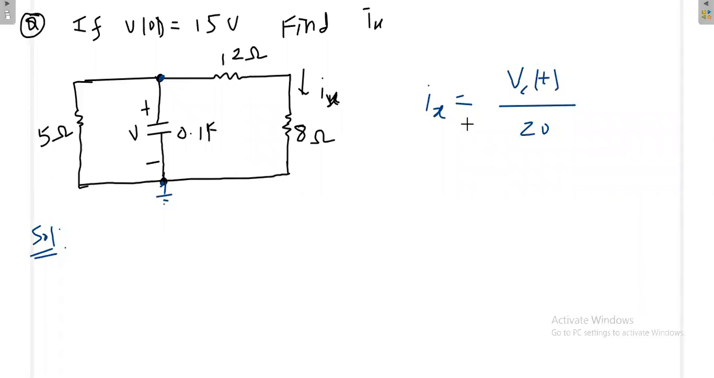Okay, so Ix is equal to VCT divided by 20. Now, how to find out VCT, the voltage across the capacitor? I told you one simple formula, I don't know whether I told you or not. Please wait, let me check.